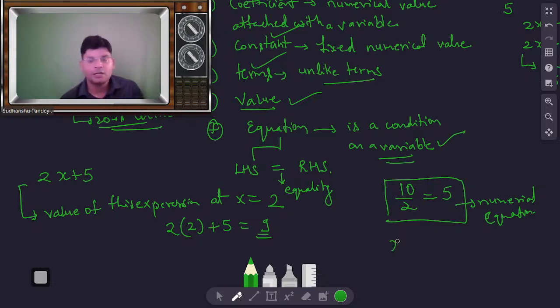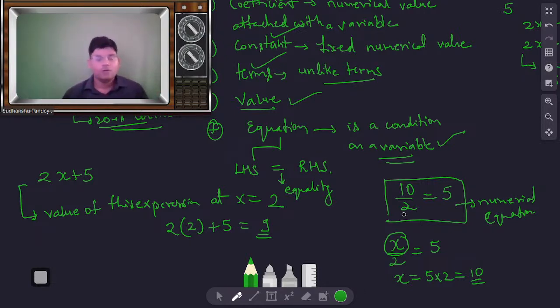Suppose I write x divided by 2 is equal to 5. So there is a condition: there is a number for which, if I divide it by 2, I am going to get 5. So the solution to that is x is equal to 5 into 2, which is going to be equal to 10. Alright, we will understand how to solve a particular kind of equation.